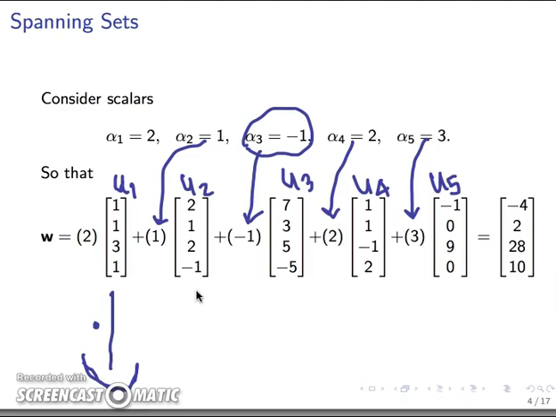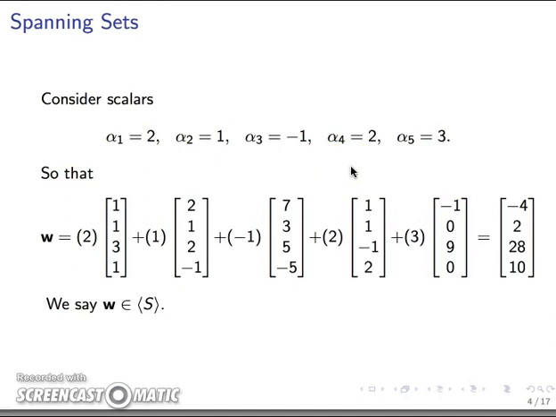We add up entry by entry, location by location, and then we conclude that this vector with entries -4, 2, 28, and 10 is indeed a vector that results from a specific choice of scalars that define this linear combination. Therefore, we would say that the vector W in this case is that vector of C4 with entries -4, 2, 28, and 10.